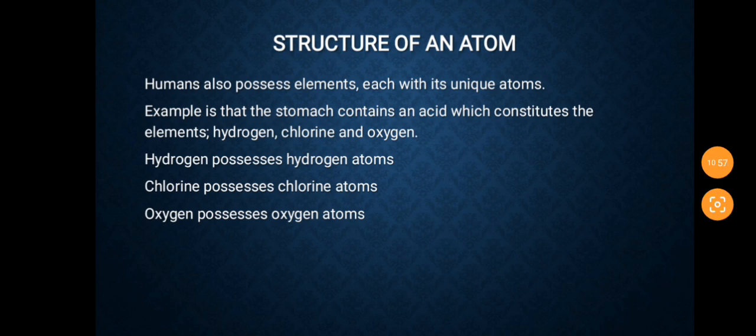We've seen the examples of gold and silver as non-living things. We're also seeing the example of humans as living things, and how both living and non-living things contain elements, and all elements have their own unique atoms.